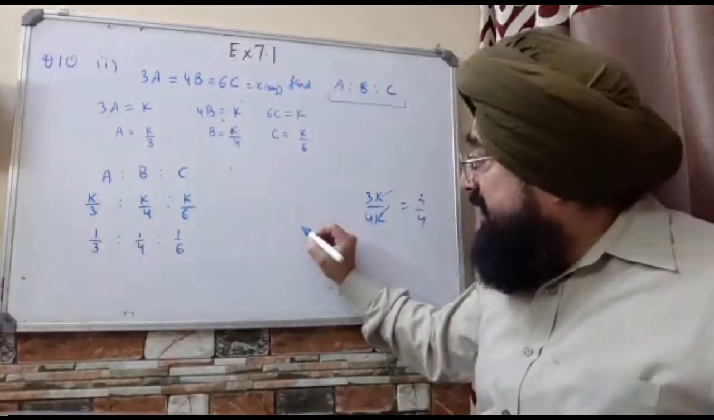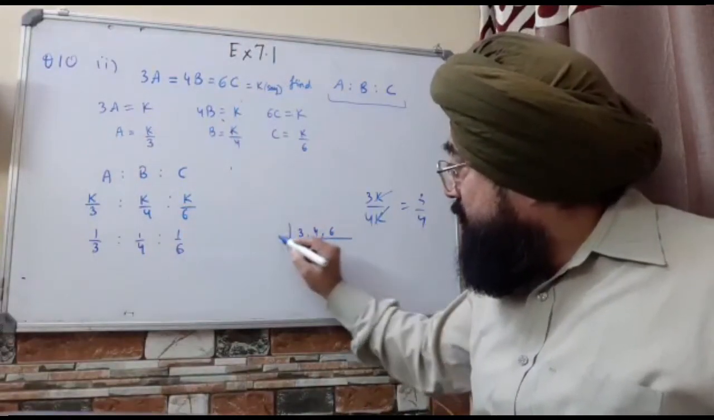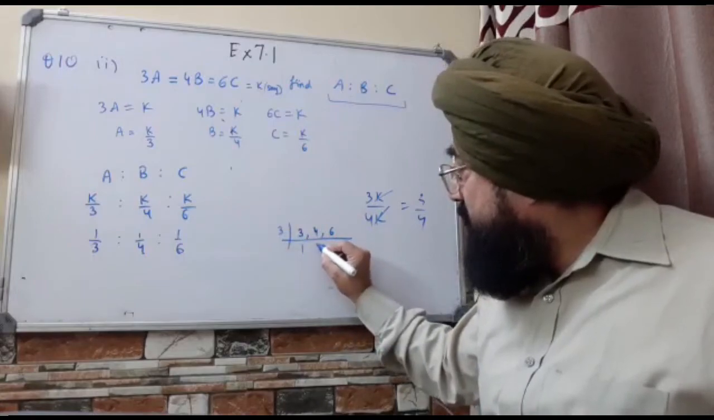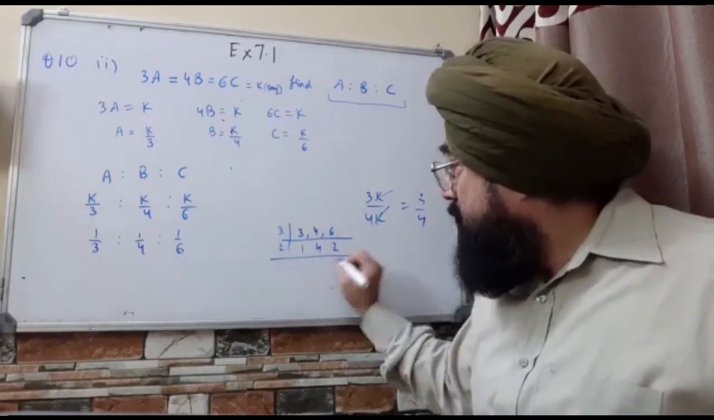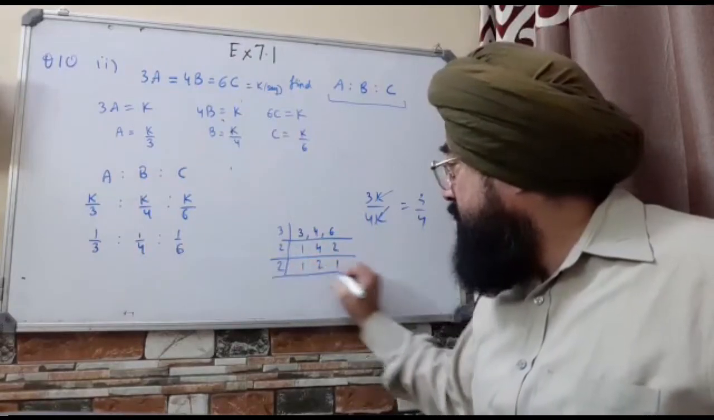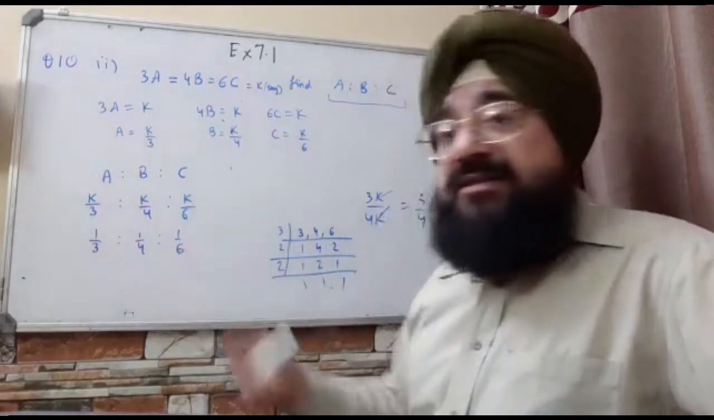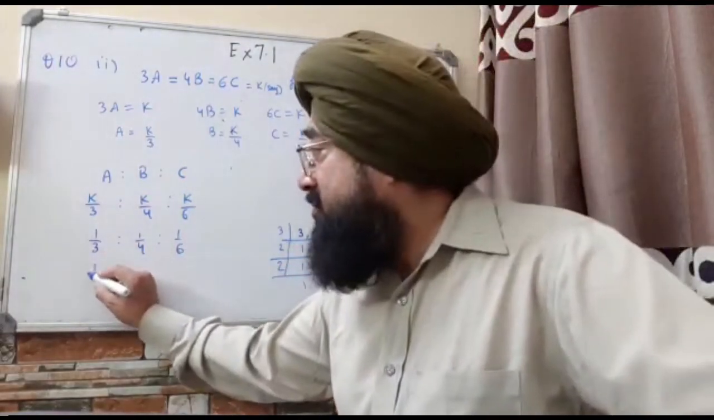So that means I need to take the LCM of 3, 4 and 6. So 3, 1, 4, 2, 2, 1, 2, 1 and again 2. So 1, 1, 1. 3 to the 6 to the 12. So LCM of 3, 4 and 6 is 12. So what you do is try multiplying.